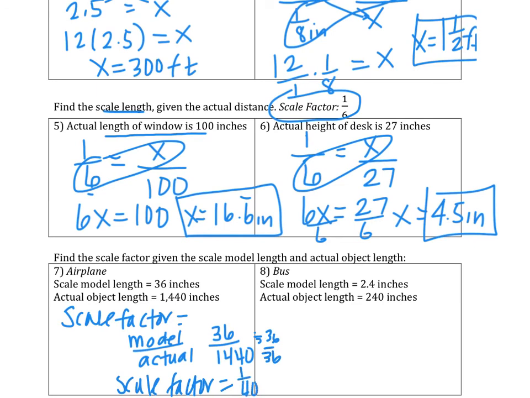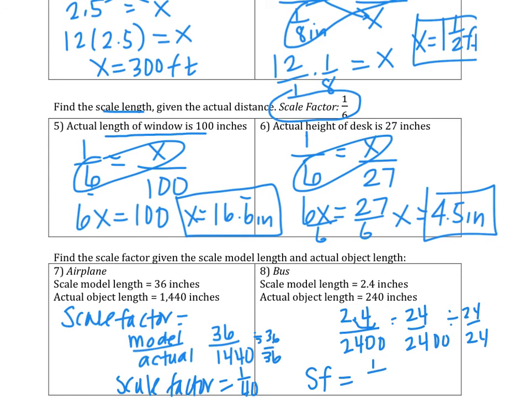That's our scale factor. Number 8, for a bus, our scale model length is 2.4 inches. Our actual object is 240 inches. So we're going to move that decimal over 1, which means we add a 0. So that's the same as 24 over 2,400. I'm going to divide top and bottom by 24. And that is going to be our scale factor. I'm just going to call it SF for now, is 1 over 100.